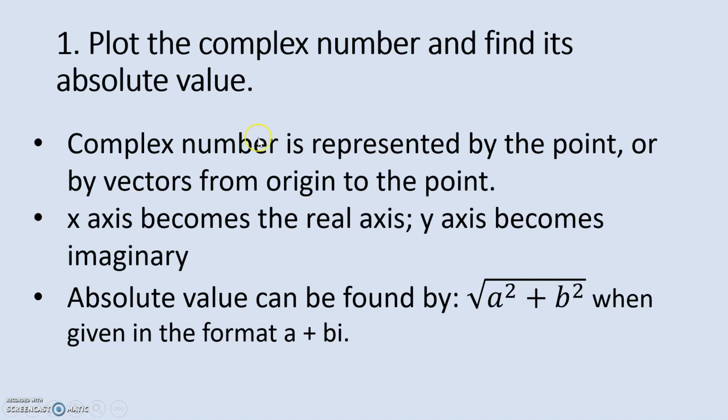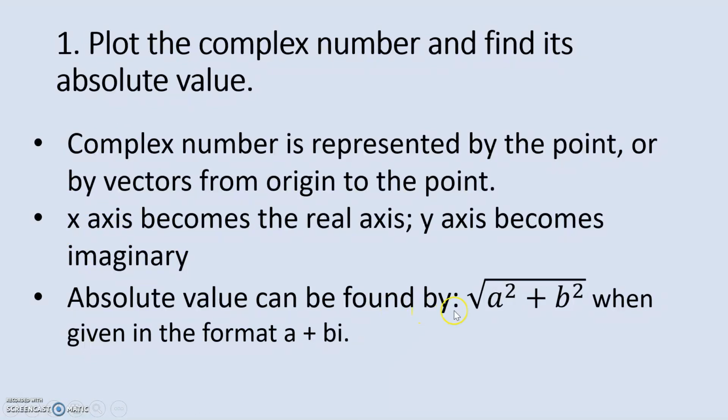A complex number is represented by the point, or by a vector from the origin to the point. The x-axis becomes the real axis and the y-axis becomes the imaginary axis. Remember that we are talking about complex numbers, so we are going to have something that is imaginary.